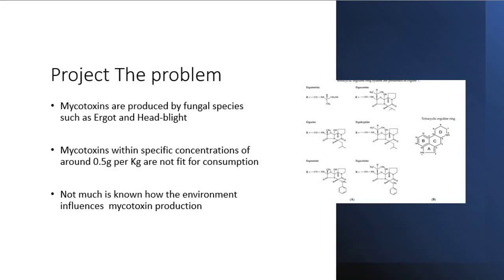If mycotoxins are detected in a concentration of 0.5 g per kg, then the crops are not fit for human consumption and therefore either get tossed or used for animal feed. Unless they hit a separate threshold, then they are not fit for livestock consumption either. This is due to mycotoxins causing teratogenic and carcinogenic effects, and in large enough doses can also cause death.